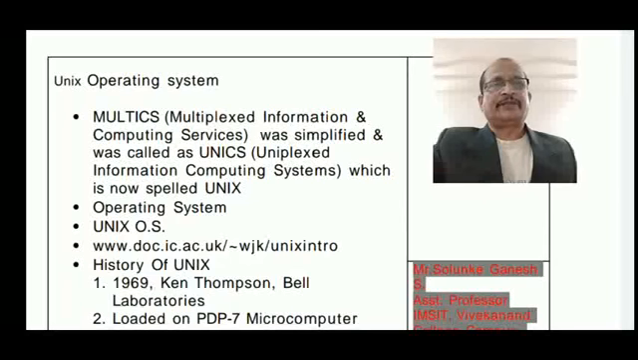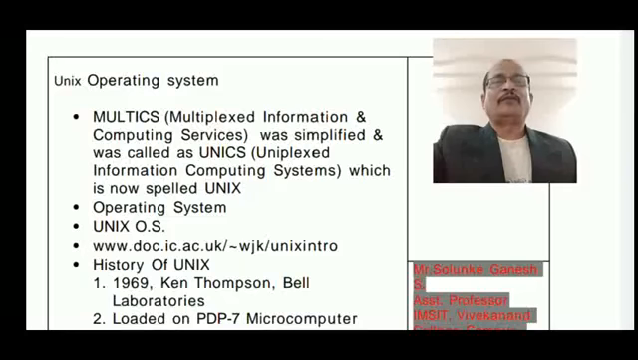Class BCS third semester, subject Unix operating system, paper number CS 302T, unit number 1. First of all, we are going to see the unit number 1. Here we are starting the Unix operating system. According to the syllabus, first of all, we want to overview the Unix operating system.